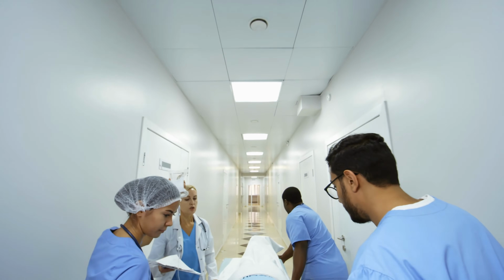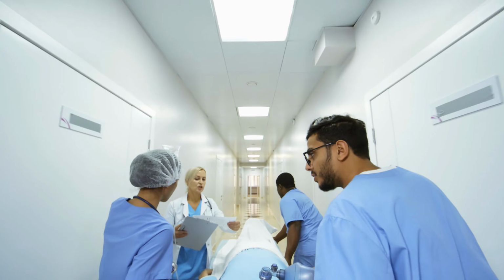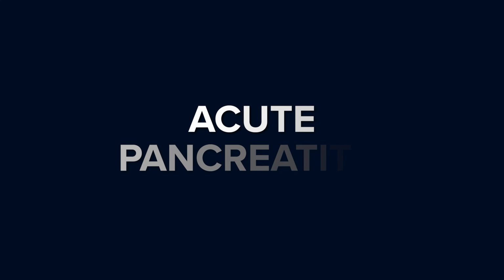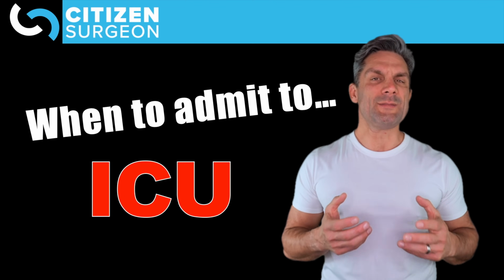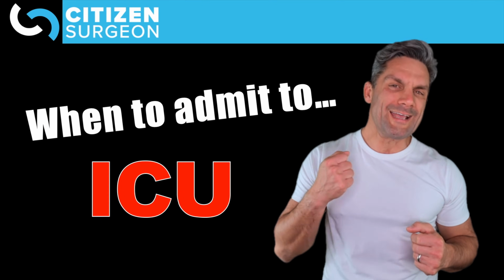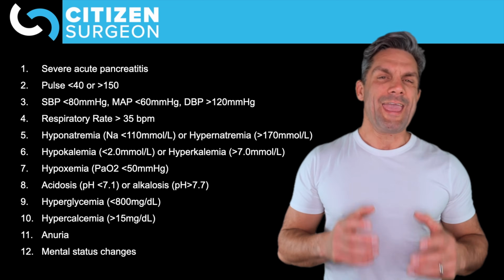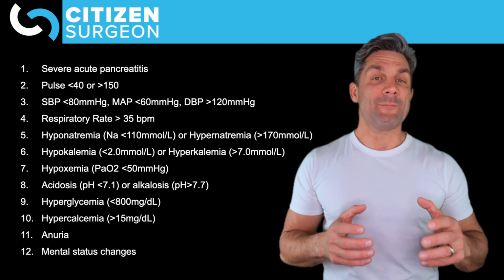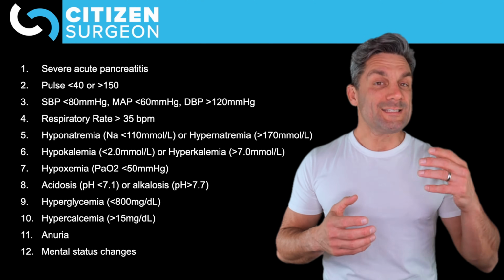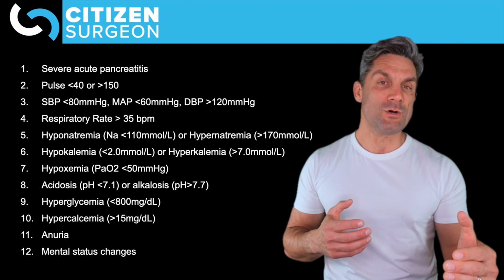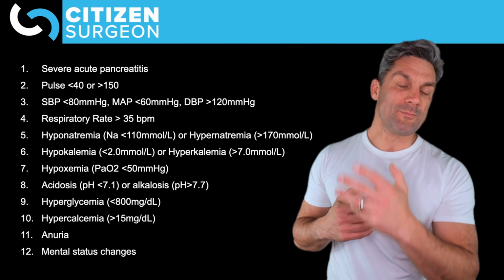So let's say you have that 50-year-old patient that's down in the ER and you've made the diagnosis of acute pancreatitis and you want to know, does this patient need to be admitted to the floor or to the ICU? Here are some criteria. So take a look at all of these and you can see that based on the diagnosis, if it's severe acute pancreatitis, that patient should go to the ICU, or all of these other parameters.